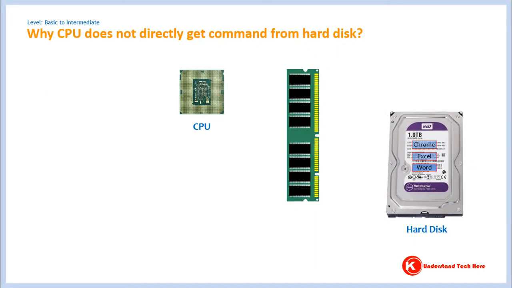Let's do a small math here. Before that, I want to make it clear that I have simplified things to a great deal here. In reality, of course, things work in a much more complex manner than I have described here. Let's assume it takes 100 nanoseconds for commands to reach RAM from hard disks. And let's assume it takes 10 nanoseconds for commands to reach the CPU from RAM.